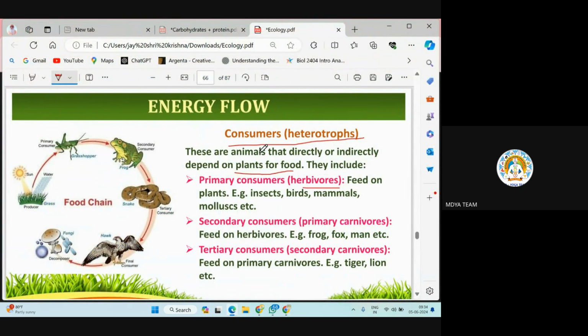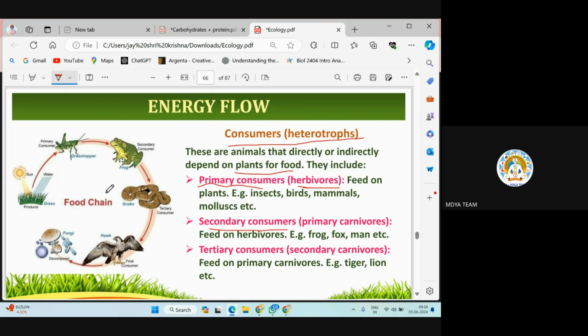Okay, so consumers. First is primary consumers, that directly depend on plants. These are herbivore animals. Next is secondary consumers. Secondary consumers means they do not directly depend on plants, but they depend on those animals who are feeding on plants.